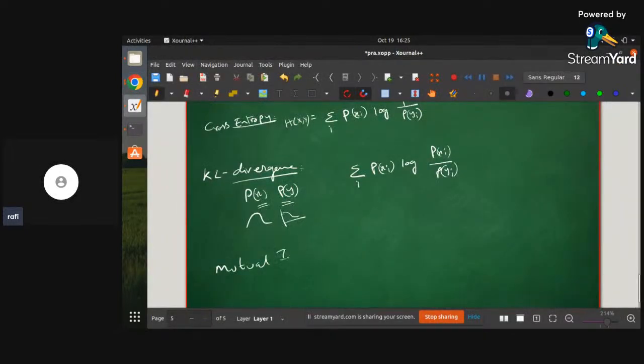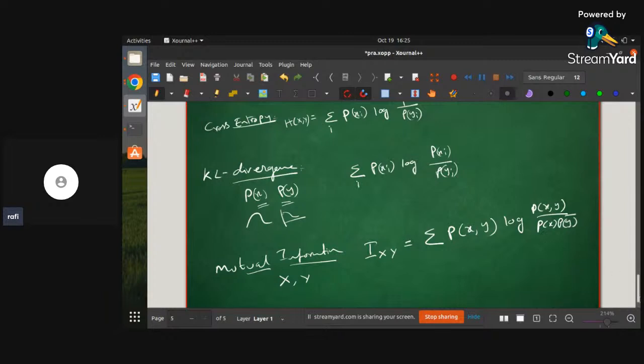So mutual information between two random variables X and Y is defined as I(X;Y) is equal to summation of the joint probability of x and y times log of p of x comma y by p of x into p of y, where small x belongs to the random variable X and small y belongs to the random variable capital Y. So this is mutual information between X and Y. That means how much information both together carry.